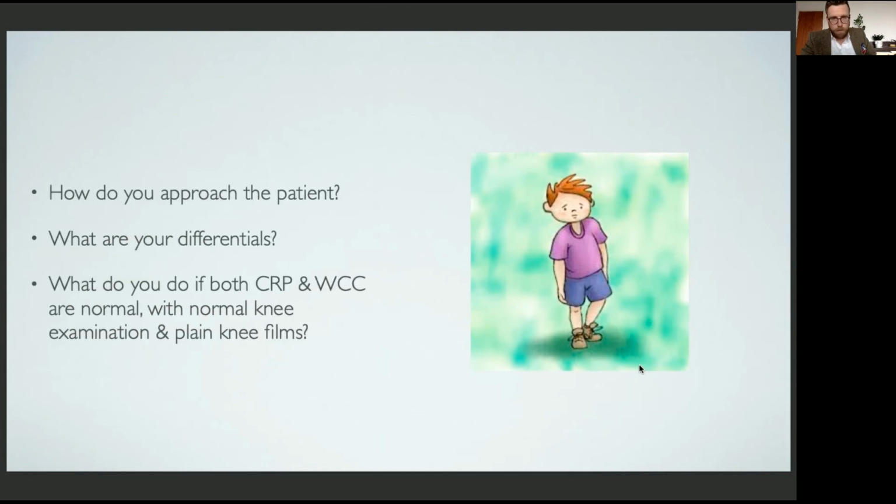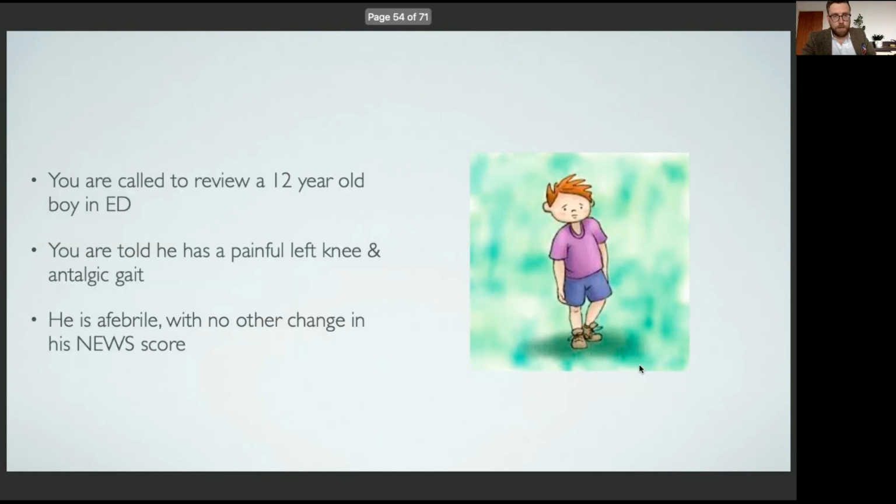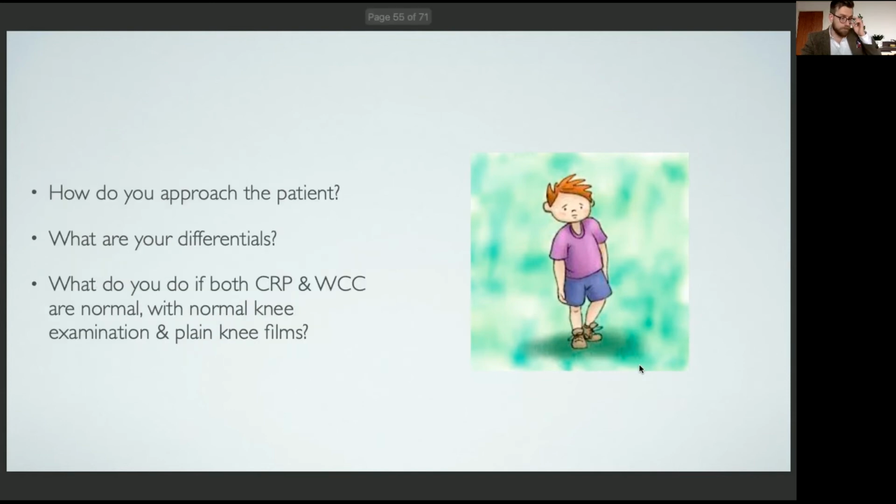So we've done the approach to the patient's death. We know that we're going to have a high suspicion for NAI. We're going to do a systematic approach with an ATLS approach, examine the joint above and below. So I want to ask you what your differentials are for a kid who has presented with, remember, left knee pain.